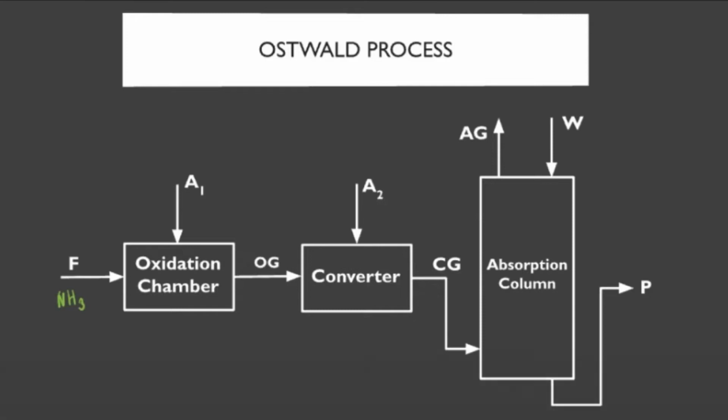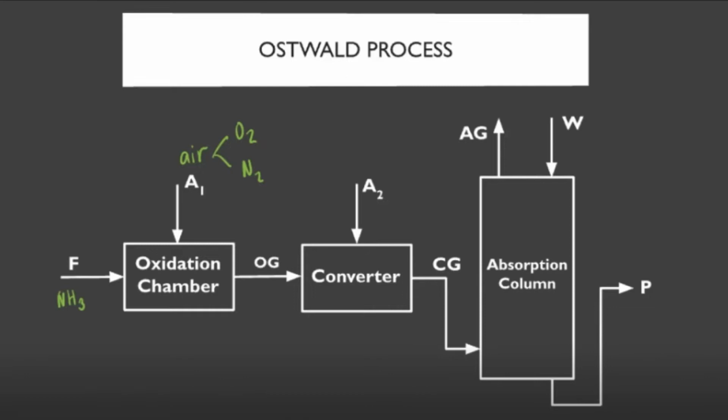The purpose of the oxidation chamber is to convert or burn ammonia to produce nitrogen dioxide. And we can do that with the provision of air. So A1 here is air. And for engineering calculations, we are assuming that air consists of oxygen and nitrogen in the ratio of 21:79 per mole basis.